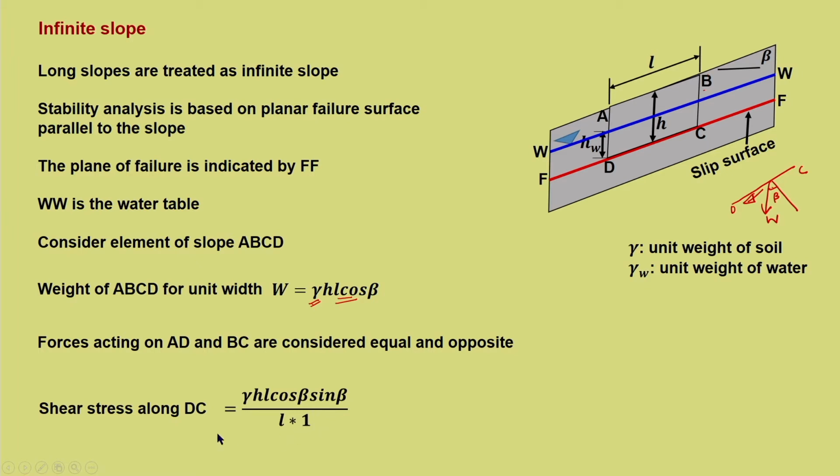Now, why is it L into 1? Because we are discussing stress. So, the component in sin beta in DC direction divided by L into 1, which is the area, gives shear stress along DC, that will give half gamma H sin 2 beta. Now, L and L get cancelled off, cos beta sin beta is half sin 2 beta. So, substituting that we get the shear stress.